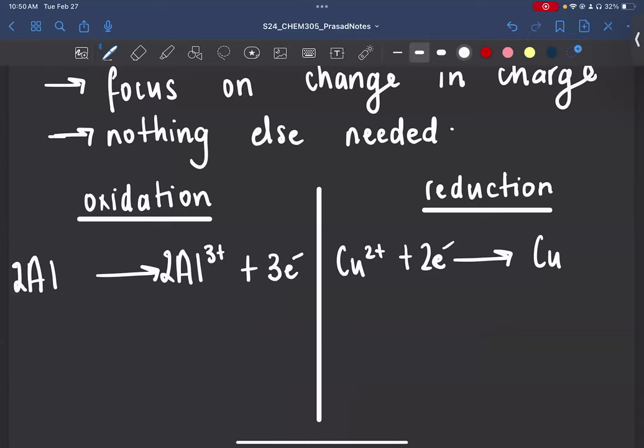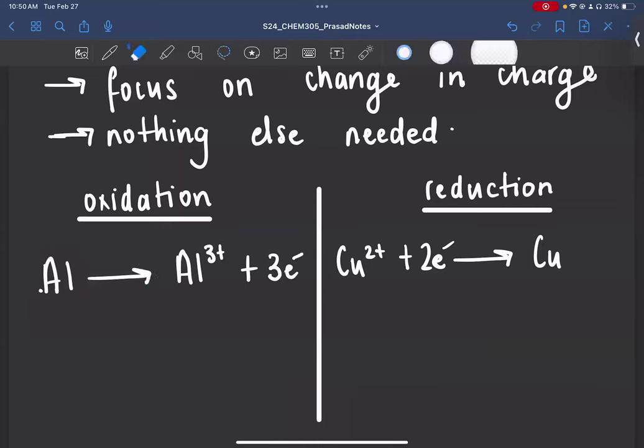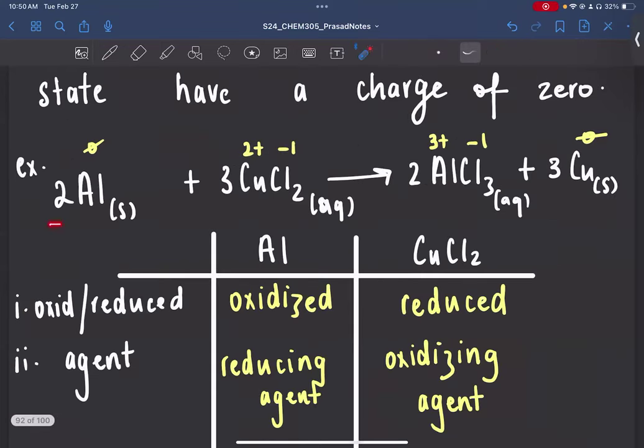Is there anything else I might need to change in this very same reaction? If I'm multiplying the whole thing by two, is there something I'm missing to multiply by two? No, the charge stays the same. To the right of the charge is the electrons. Let's do that again. There are two aluminums in total.